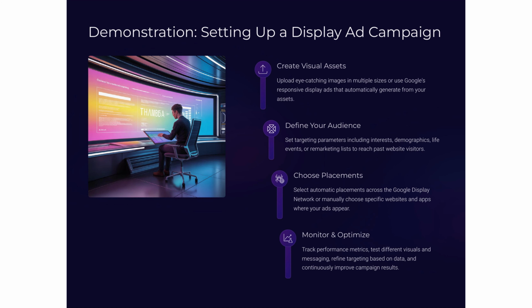Create visual assets by uploading diverse images or using Google's responsive display ads. Define your audience with targeting parameters like interests and demographics. Choose placements on the Google Display Network or specific sites. Monitor performance, test visuals and messaging, refine targeting, and optimize for better results.